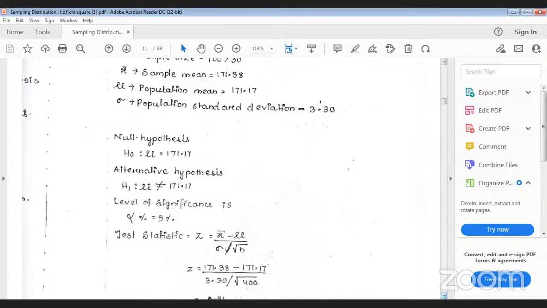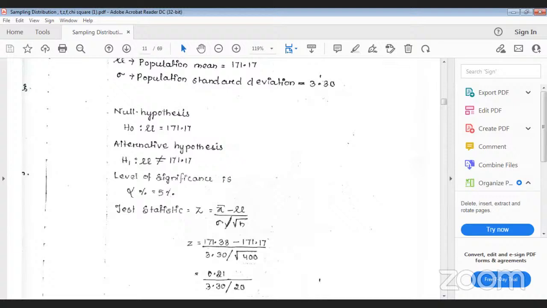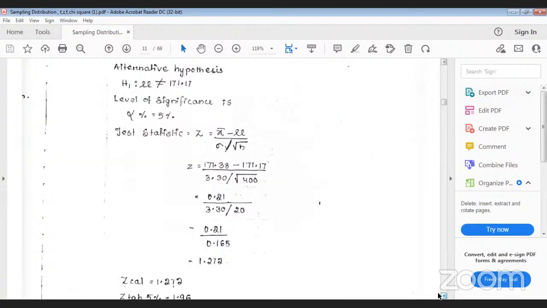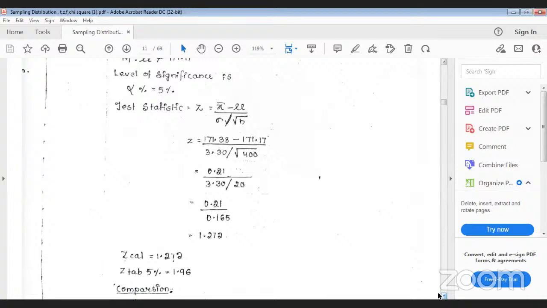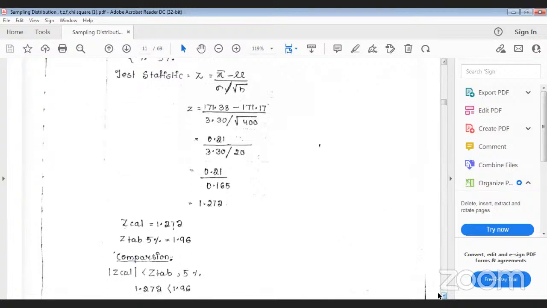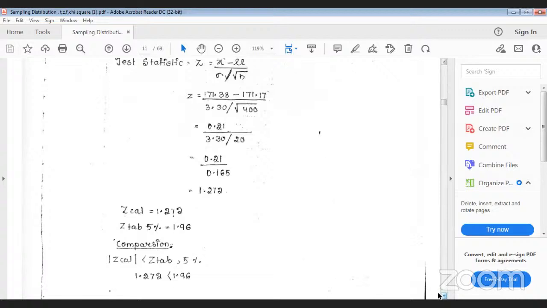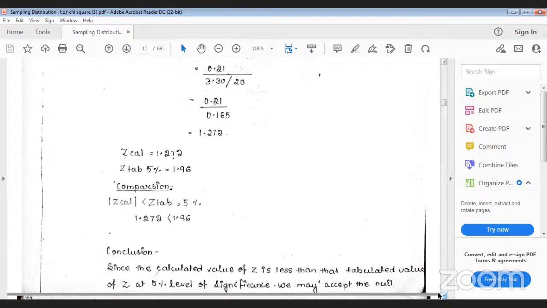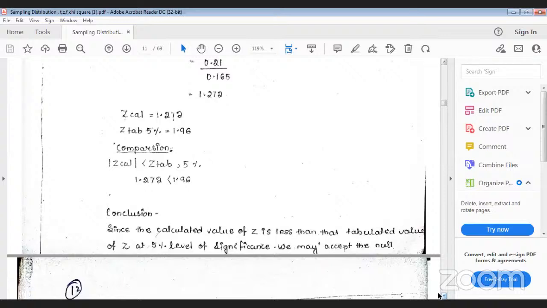The test statistic is Z equal to X bar minus mu divided by sigma by root n. That is the formula. Now you put in the values, and you get the result 1.272. So the Z calculated value is 1.272. The Z tabulated value at 5% level of significance is 1.96. Now we have to compare. The Z calculated value is less than the Z tabulated value 1.96 at 5% level of significance with two tail test, so we may accept the null hypothesis.